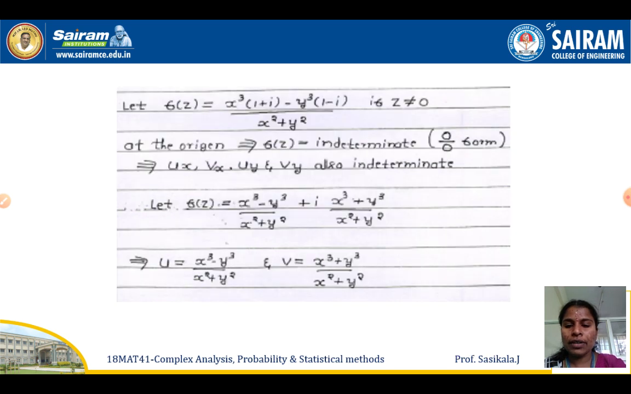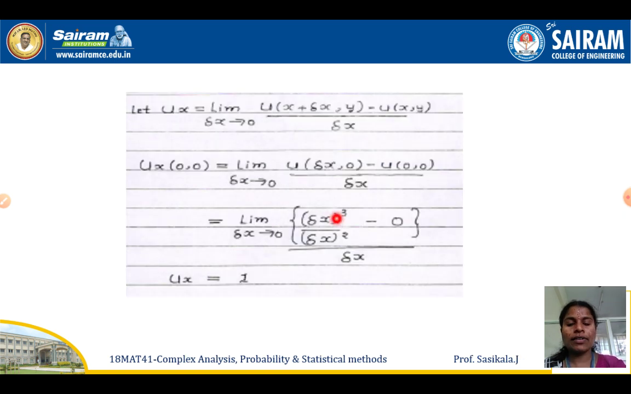So I will get the term here, x cube by x square, because y will go to 0 and x is replaced by delta x. That was written as delta x the whole cube by delta x the whole square by delta x. So now what will happen? It will get cancelled, I will get only delta x by delta x. So the ux term will be equal to 1.